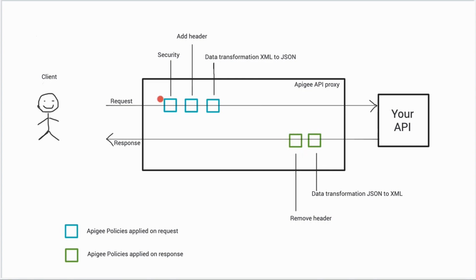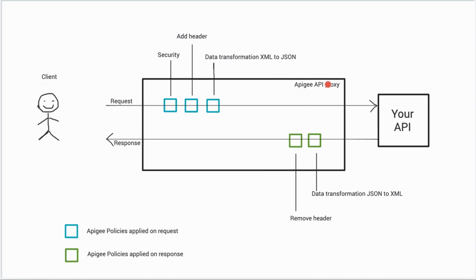When you apply Apigee policies on the request or response flow, the Apigee policies will get the context of the request. Like it will get the request payload, it will get to know the headers that are passed as part of this request, so it can do the logic on top of that request. So this is the introduction of Apigee policies.